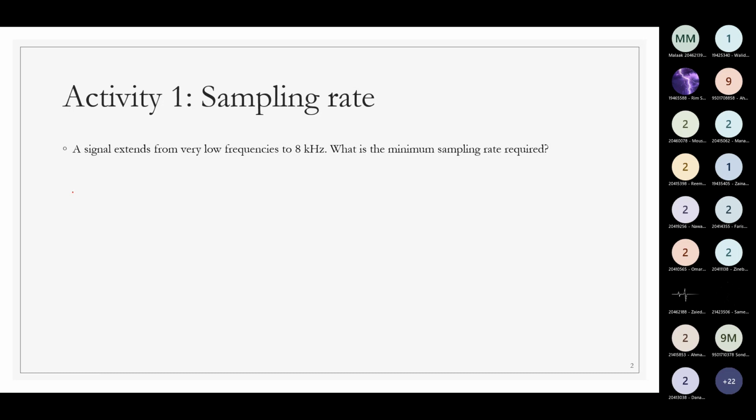Here you are asked: you have a signal that extends from very low frequencies, and the frequency of your signal now is 8 kilohertz. What is the minimum sampling rate required? As you know, there is a rule called the Nyquist formula. When you have 8 kilohertz, so 8,000 hertz, you need to sample at more than double, 16,000 times per second. This is the minimum. It is called the Nyquist rate, the minimum sampling rate required to recover your signal at the receiver.